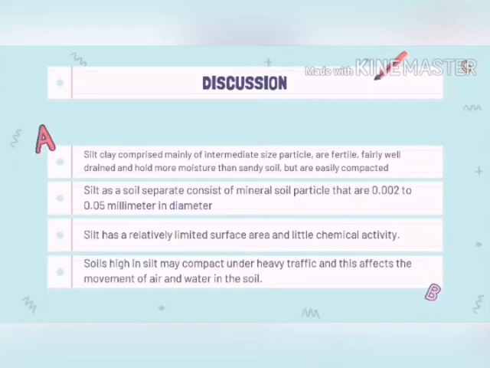Silt as a soil separate consists of mineral soil particles that are 0.002 to 0.05 mm in diameter. Silt has a relatively limited surface area and little chemical activity. Lastly, soils high in silt may compact under heavy traffic, and this affects the movement of air and water in the soil.